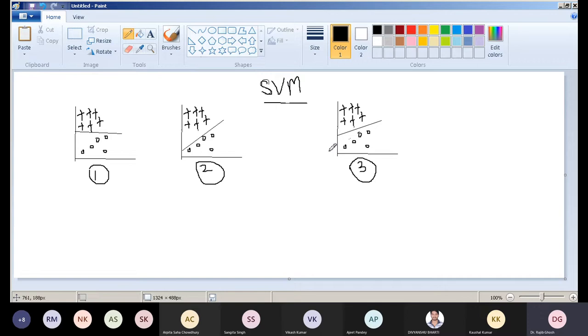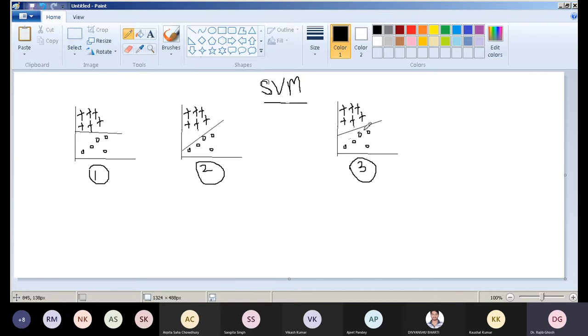Now the third one is the best. Why is it best? First of all, it is passing exactly through the middle of region 1 and region 2, and there is certain no man's land on both sides. In figure 1 and figure 2 that is not the case. In figure 2 no man's land is there on one side of the region boundary, in region 1, and in figure 1 no man's land is there on the other side, region 2. But in figure 3 there is almost equal amount of no man's land on both sides of the division boundary. That means in region 1 and region 2 almost the same amount of no man's land is available. So that's why we say it is passing exactly through the middle of region 1 and region 2.